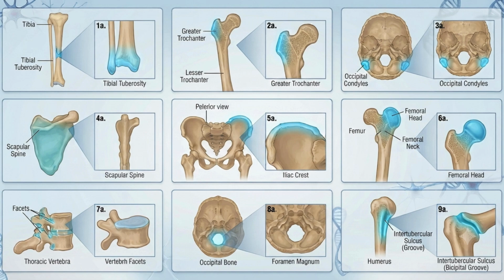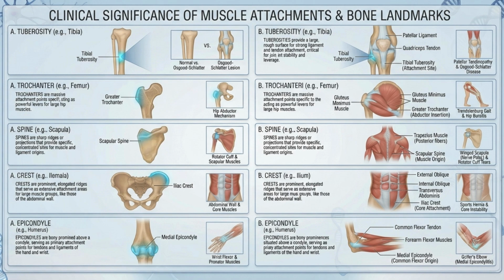nerve, or blood vessel. A crest is a prominent ridge of bone. The iliac crest is a clinically important example. And finally, a spine is a sharp or narrow projection from the bone, like the spine of the scapula.